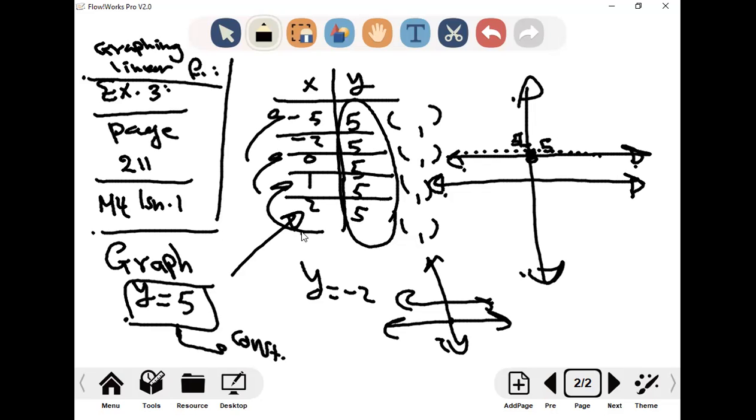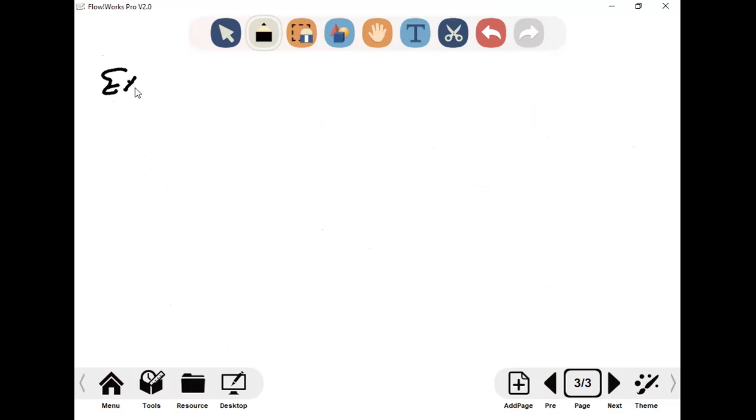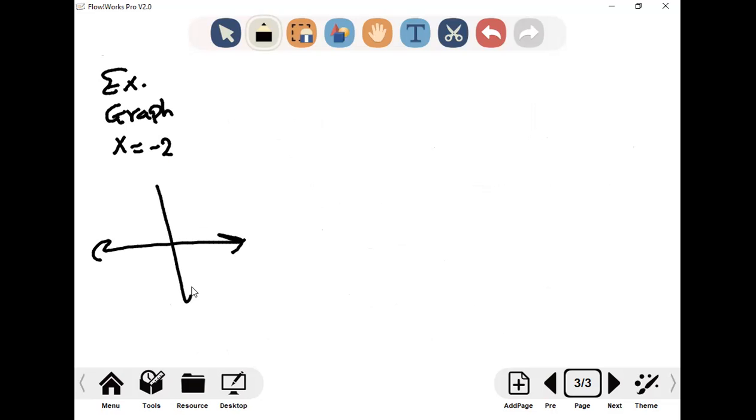This is example 4. Leave the x aside for now. Example 3, understood? Okay, go to example 4: graph x equals -2. Before, we graphed y equals a number. We said you go to the y-axis and make your line at that number, right? Now we'll do it for x. Graph x equals -2. You will go to the coordinate plane at x equals -2 and make your line.